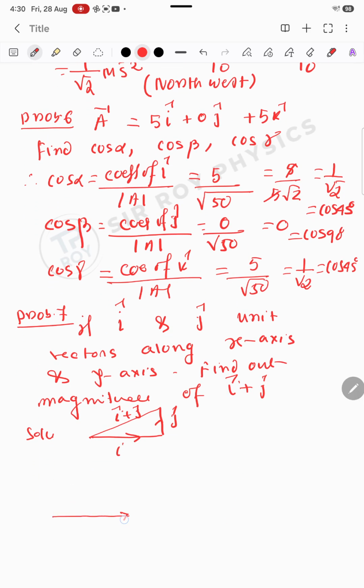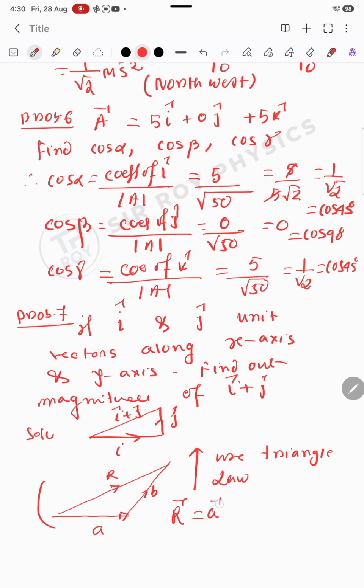A is a vector, B is another vector. Then you complete the triangle. Third side in reverse order will give the resultant. We are following this while using triangle law. Use triangle law, then R equal to A vector plus B vector.